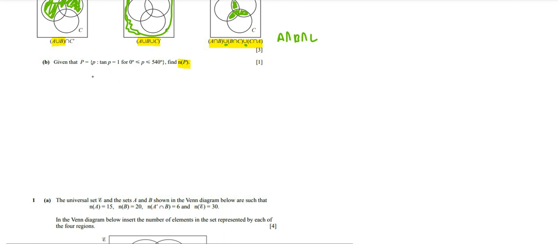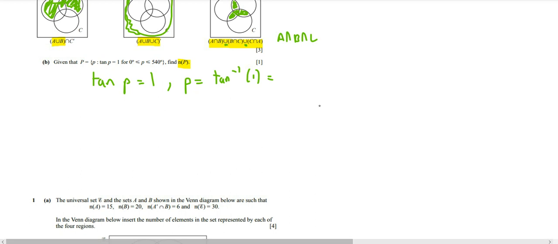So the first thing we want to do, it's telling us tan P is 1, right? So let's find out what P is. How do we do that? Well, P is arctan or inverse tan of 1, and that, if you just take out your calculator and try that out, that will give you 45 degrees. That's the first value we get, the principal value.